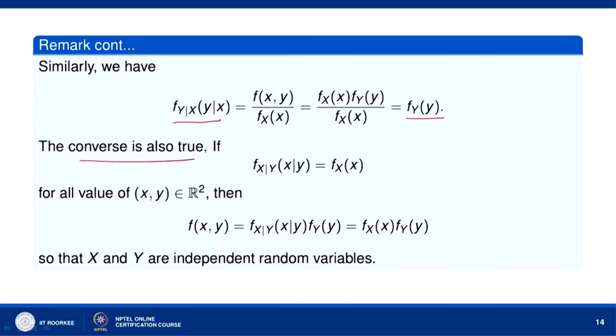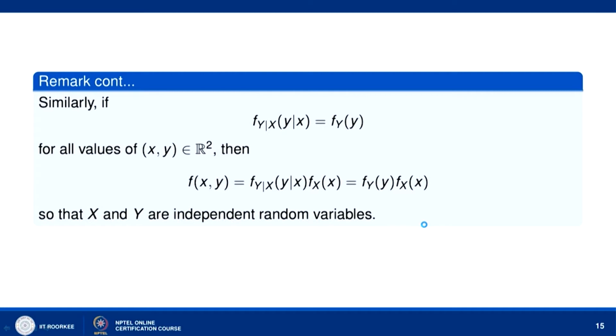The converse is also true. If f(x|y) equal to f_X(x) for all values of (x,y) belonging to R square, then f(x,y) equal to f(x|y) f_Y(y). This follows from the definition of conditional distribution, and this is equal to f_X(x). So, we get f_X(x) into f_Y(y), and then X and Y are independent random variables. And similarly, we can see for f(y|x), if it is equal to f_Y(y), then f(x,y) equals f_Y(y) into f_X(x), and so X and Y are independent random variables.